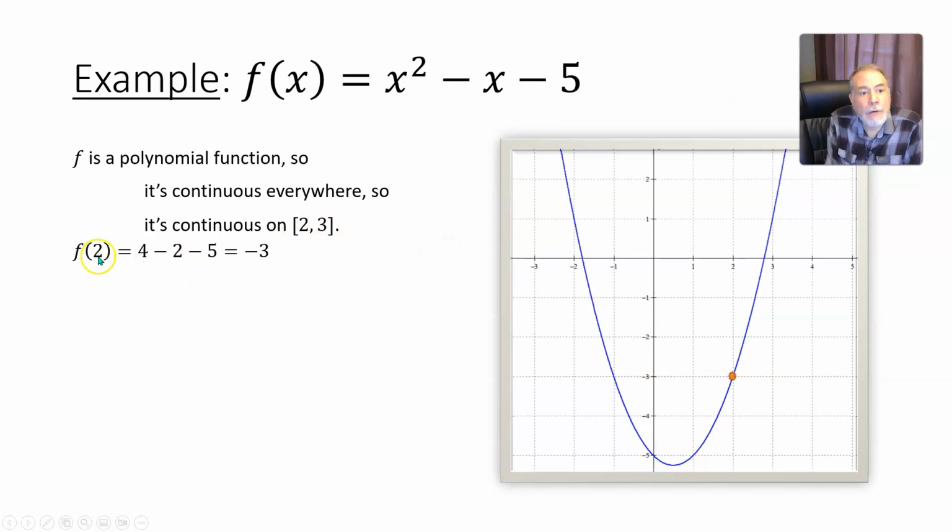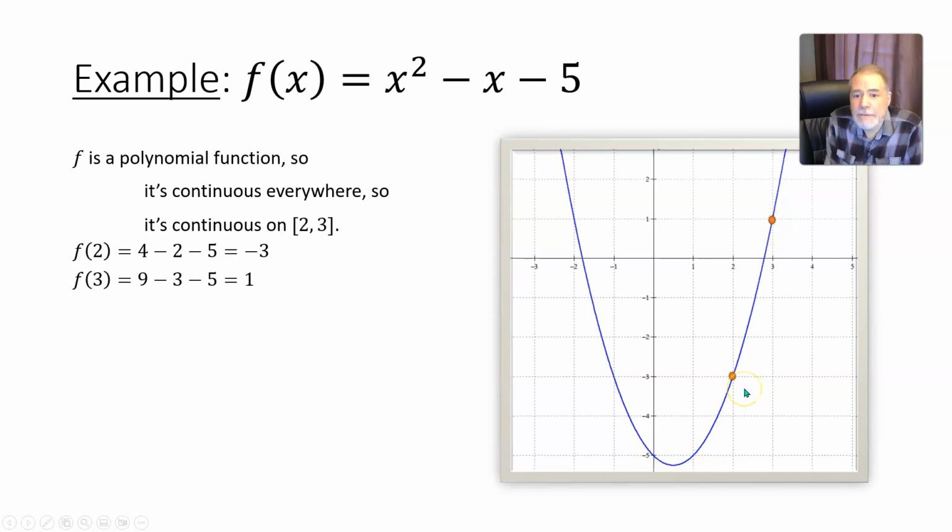Now, f of 2, when you plug 2 in for x, you get negative 3. You can see that on the graph. There's a point on the graph with an x coordinate of 2, and it's got a y coordinate of negative 3. And what happens when you plug in the right endpoint, 3? Well, f of 3 is 1. So there's a point on the graph where x is 3 and y is 1.